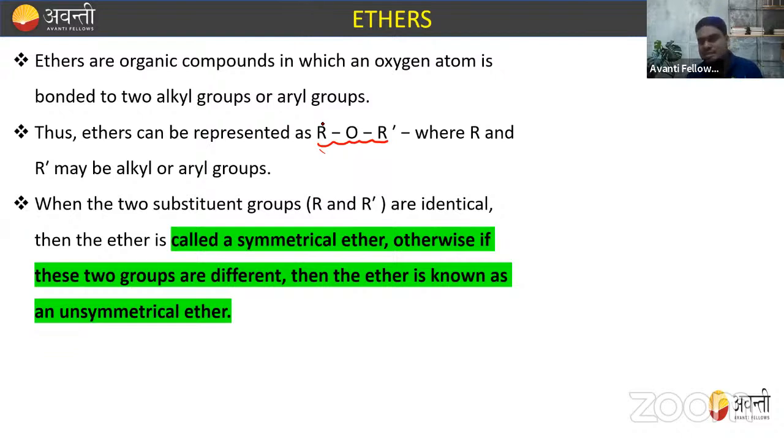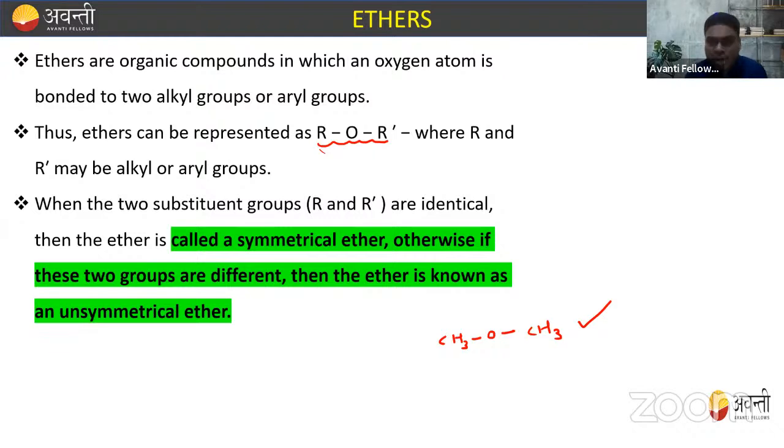There may be a CH3 group here and a phenyl group there. So R and R dash will be alkyl or aryl groups, same or different. Now, when the two substituent groups, R and R dash, are identical, the ether is called symmetrical ether. For example, CH3OCH3 is called symmetrical ether. Why? Because both R and R dash are equal.